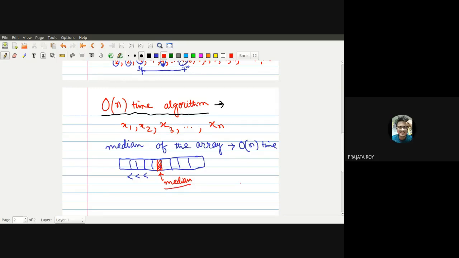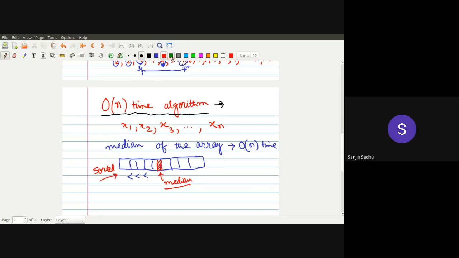Could you repeat the statement once more, sir? I am saying suppose there exists a majority element in the array. Now you are finding the median. What do you mean by median? Median means the element which occurs at the middle position if I sort the array. So this is the sorted array, and the majority is lying at the median.